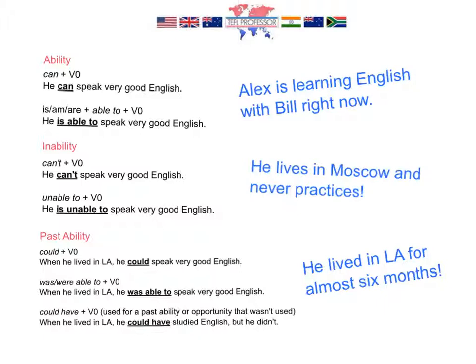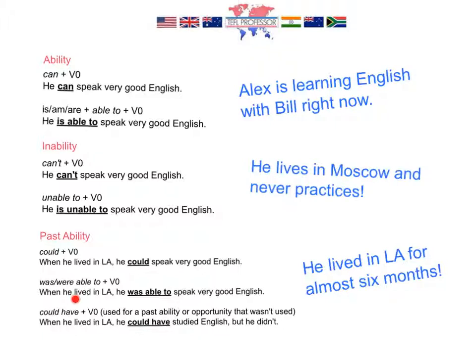We can also talk about past ability, things that you used to be able to do but no longer can. That's the trick with past ability. These first two with could and was, were able to, are things you could do in the past but can no longer do. Alright? So Alex lived in LA for almost 6 months. When he lived in LA, he could speak very good English. When he lived in LA, he was able to speak very good English. So these are things that he did in the past but no longer does now.